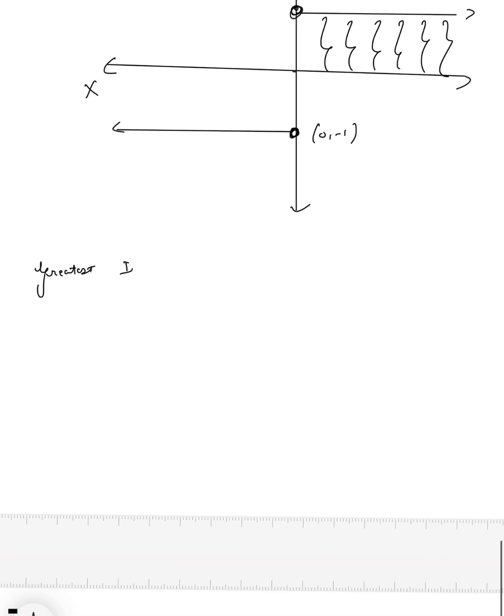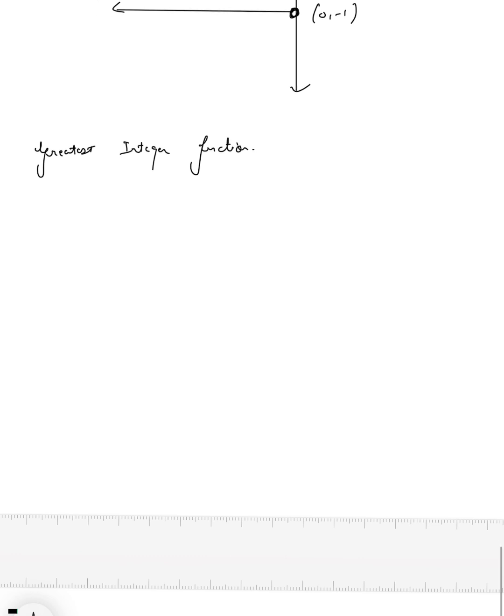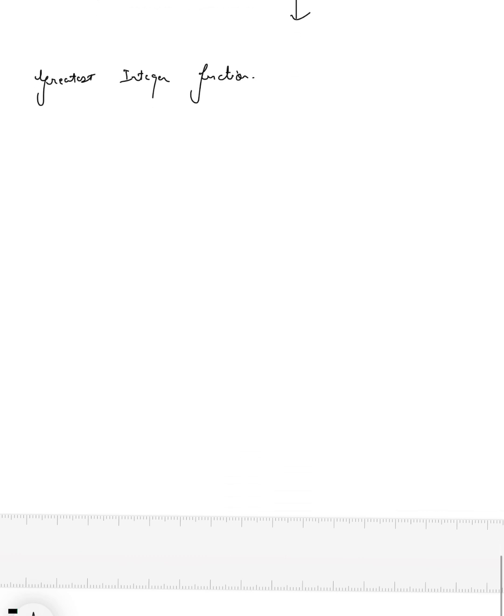Greatest integer function. What is this? It denotes, for example, if we have any real number x, it is denoted by this symbol, and it means the greatest integer less than or equal to x.